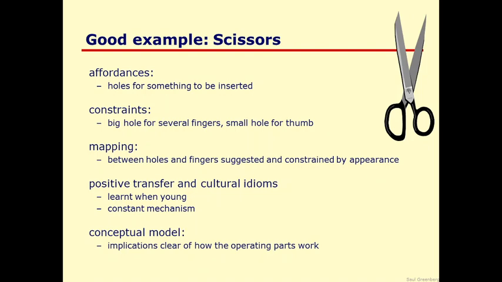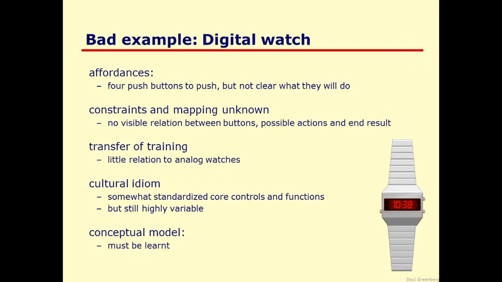Positive transfer and cultural items learned when young, and a constant mechanism even if you learned it 40 years ago, right? So the conceptual model implications are clear on how the operating part works. When you move your fingers, automatically the part rotates. So it's really a good example of scissors.